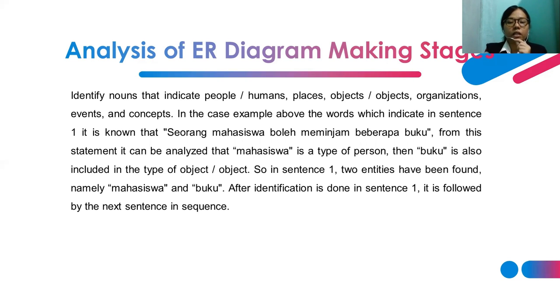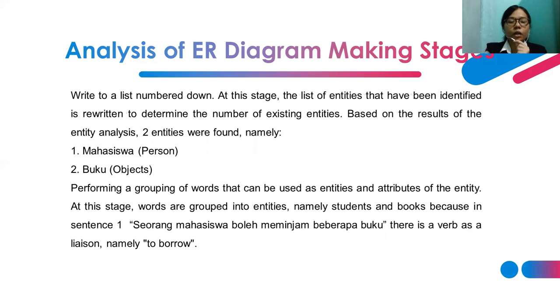After identification is done in sentence 1, it is followed by the next sentences in sequence. Write a list and number it at this stage. The list of entities that have been identified, and try to determine the number of existing entities based on the results of the entity analysis. Two entities were found, namely, the first mahasiswa as person, the second book as object.